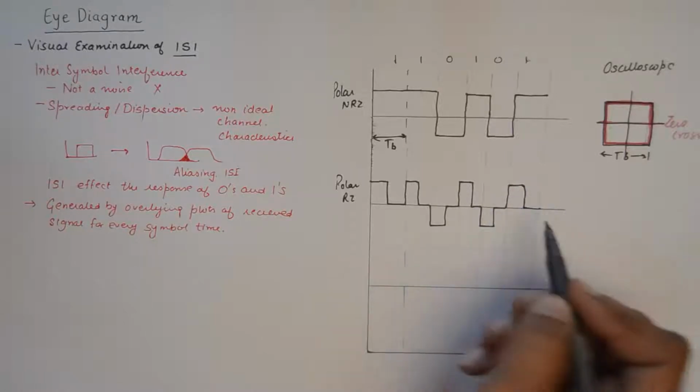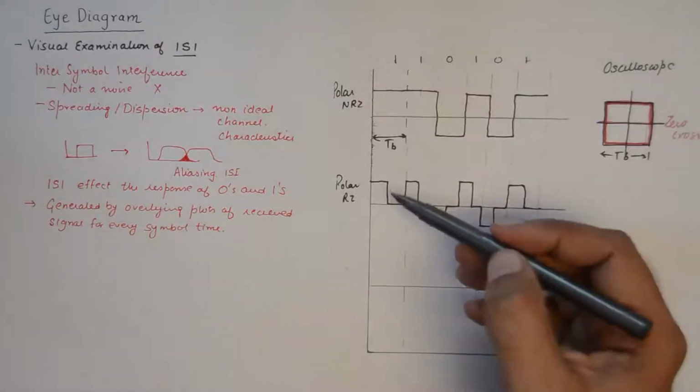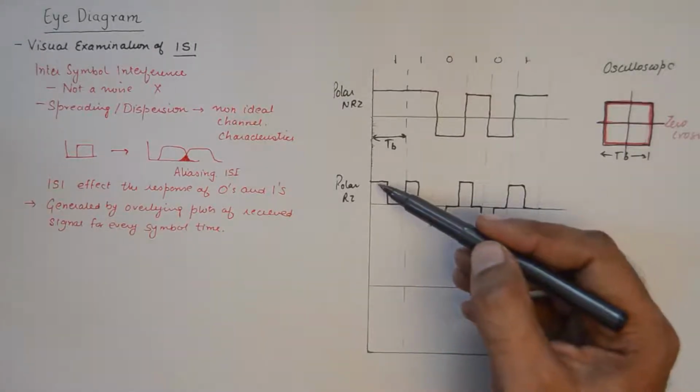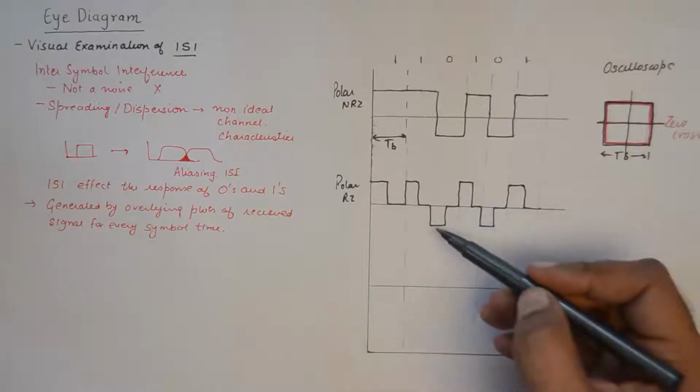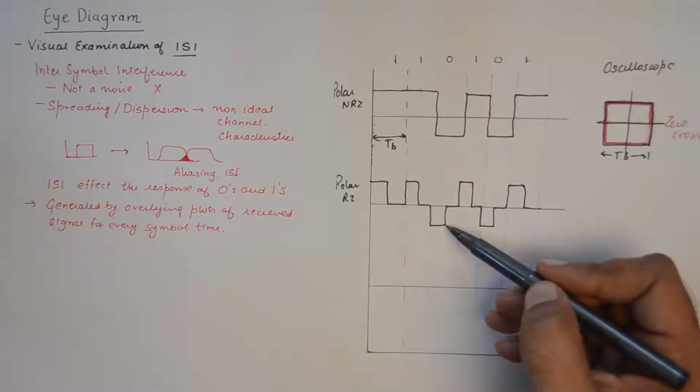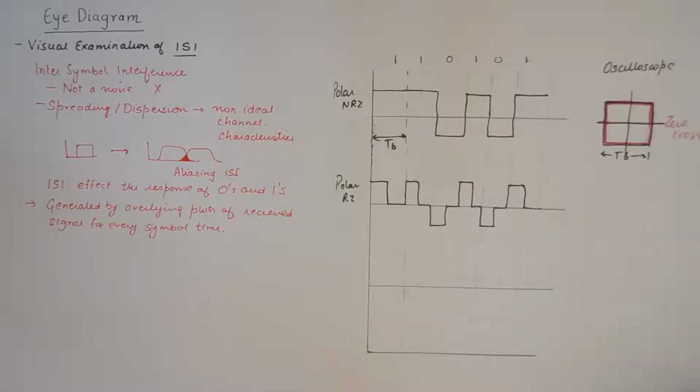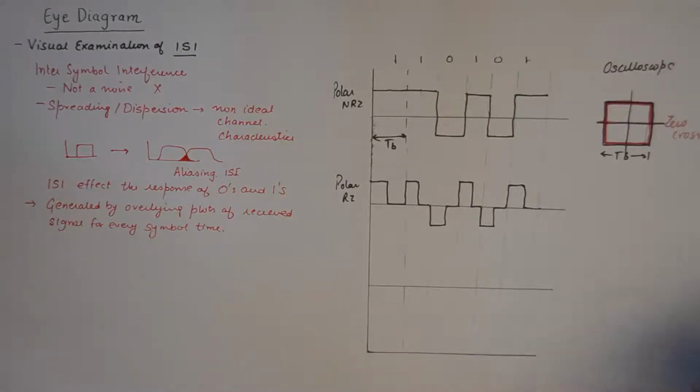In polar return to zero, the 1 stays at a higher voltage for half the bit period time, and then it returns to 0, and the 0 stays at negative voltage for half the bit period time and then returns to 0.